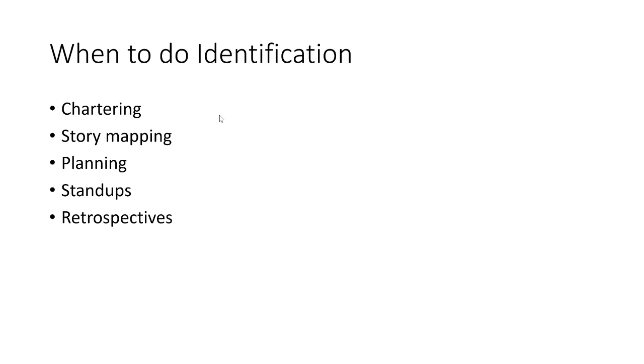Do it when you're doing story mapping. It's a great time to identify risks associated with each piece of the system span, each piece of the backbone, each piece of the walking skeleton. You might associate risks with those if they're identifiable. During sprint planning, we already mentioned that one.